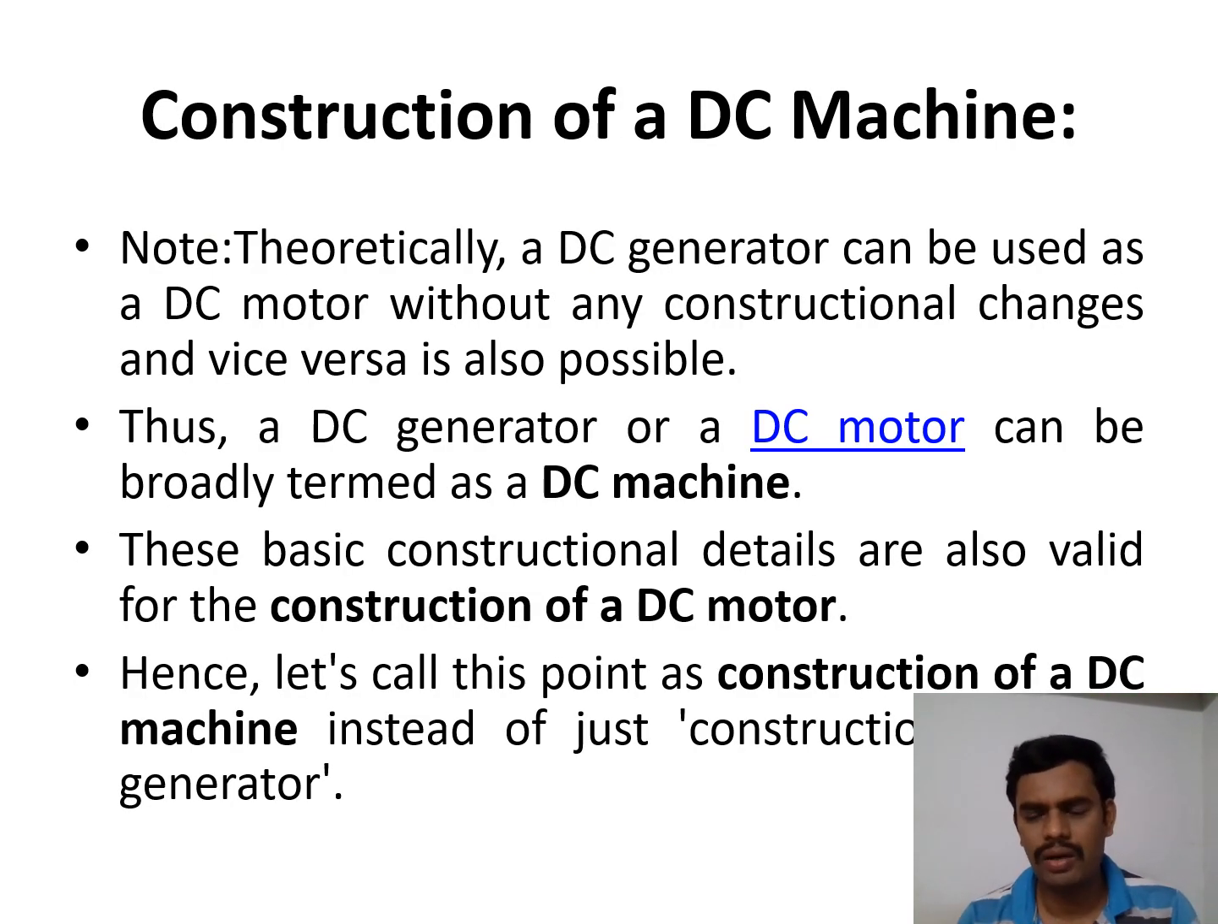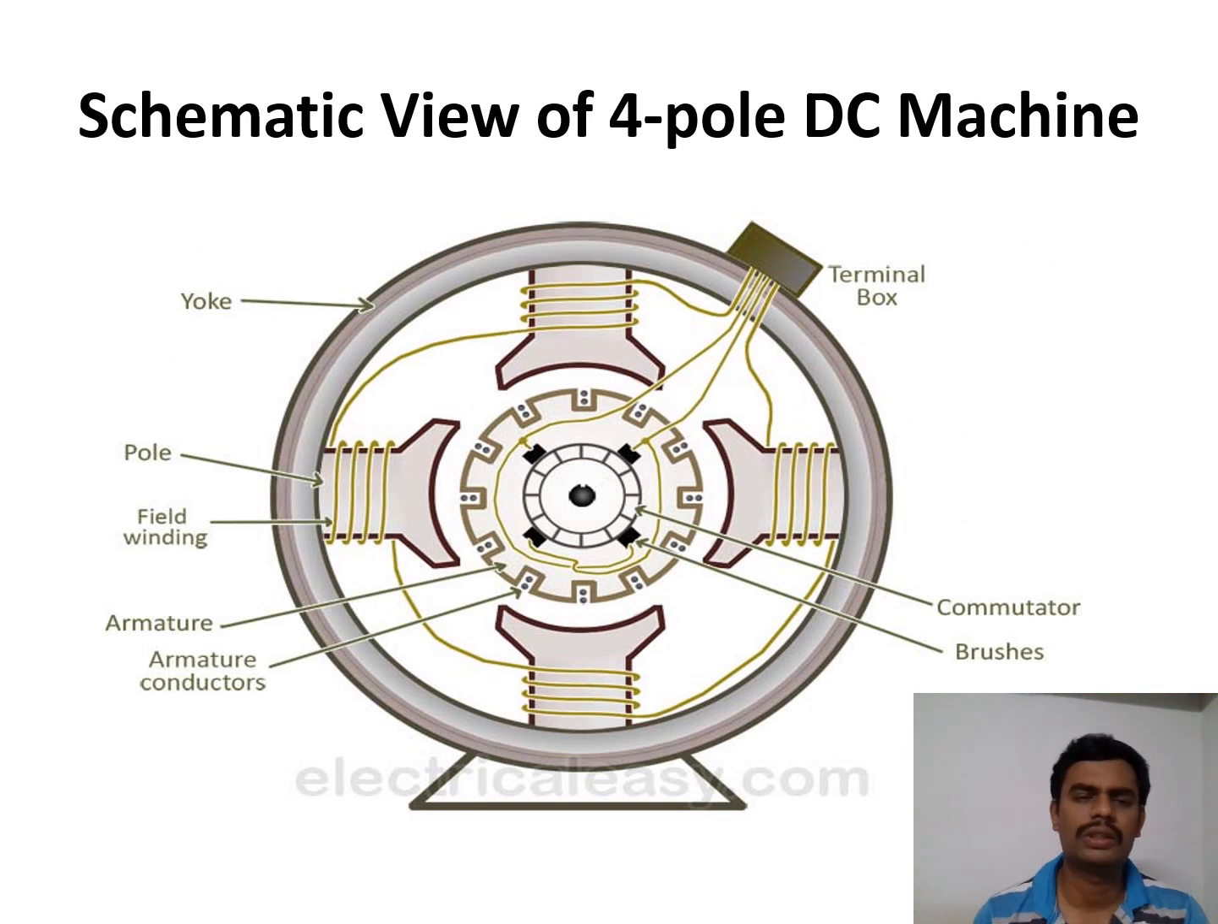Coming to the construction point of view, DC motor as well as DC generator have the same parts. The only thing is, based on the input energy, the particular machine will be acting as a motor or generator. Coming to the schematic view of this 4-pole DC machine, here this is the terminal block or terminal box. Here these are the commutator segments, commutator, and these are the brushes.